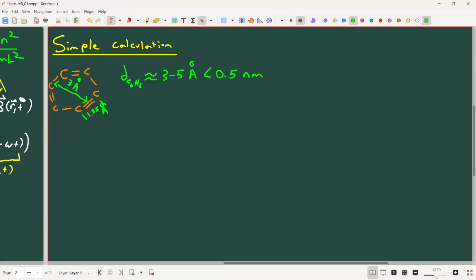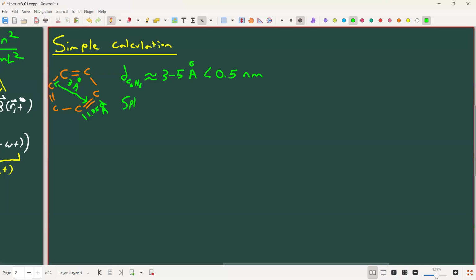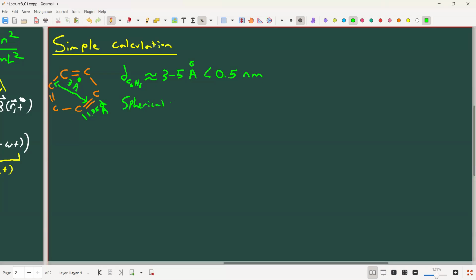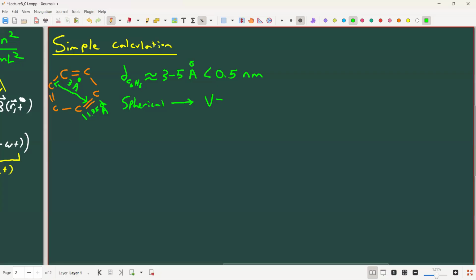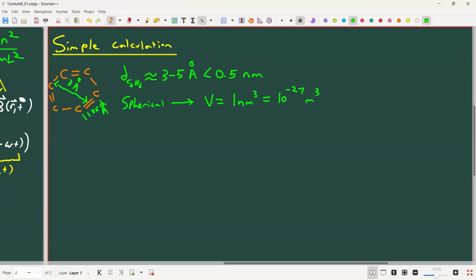Okay, so let's assume it's a sphere. And that means that the volume that the molecule fills up is about 1 nanometer cubed, which is 10 to the minus 27 meters cubed. Tiny amount of volume.